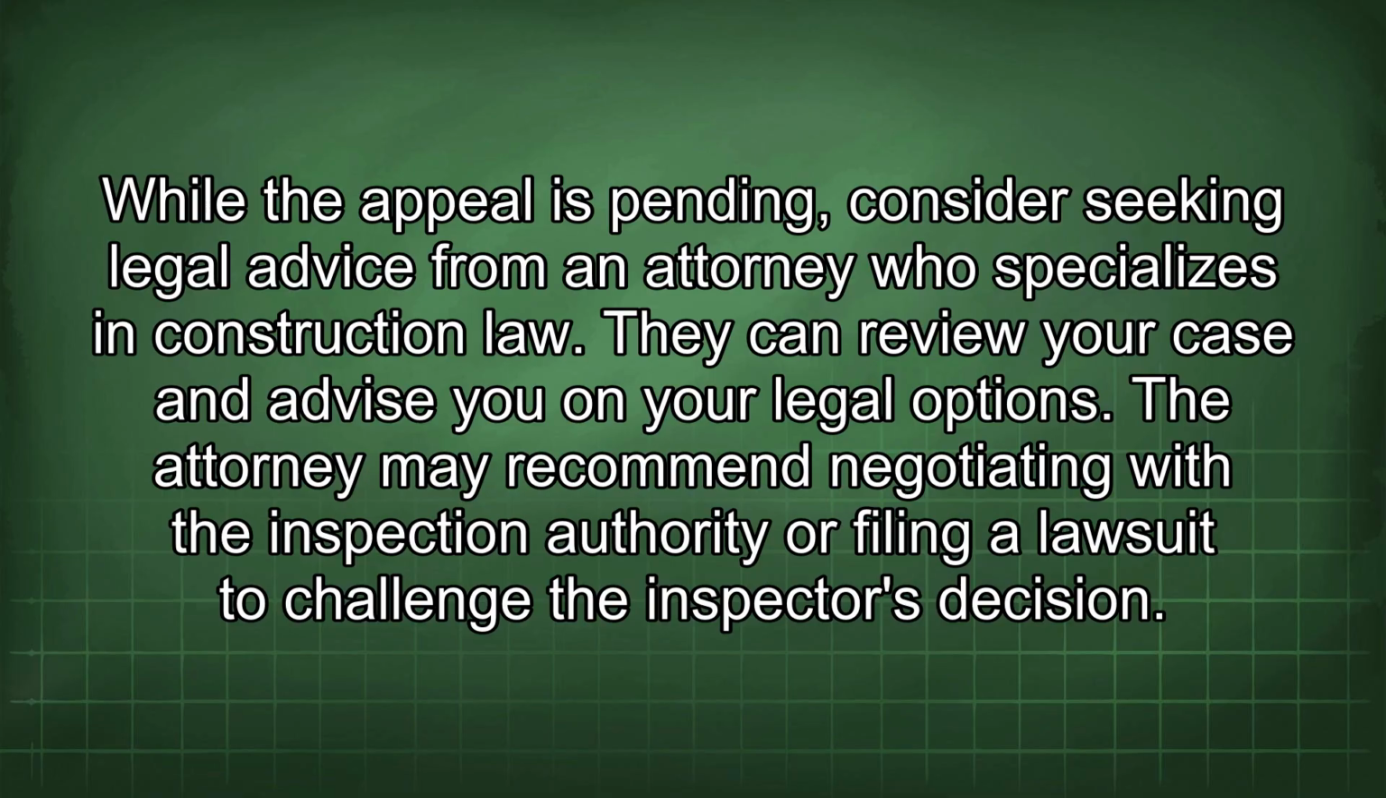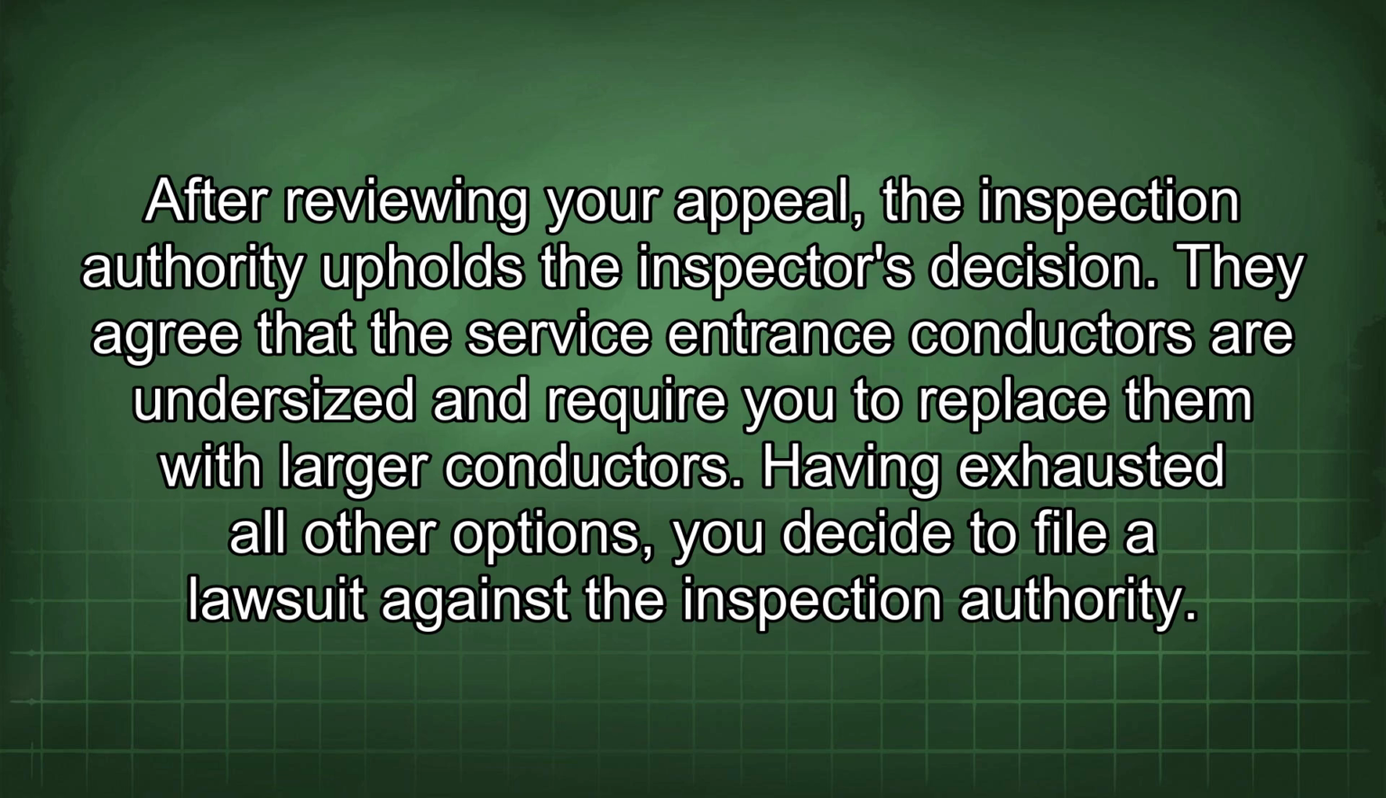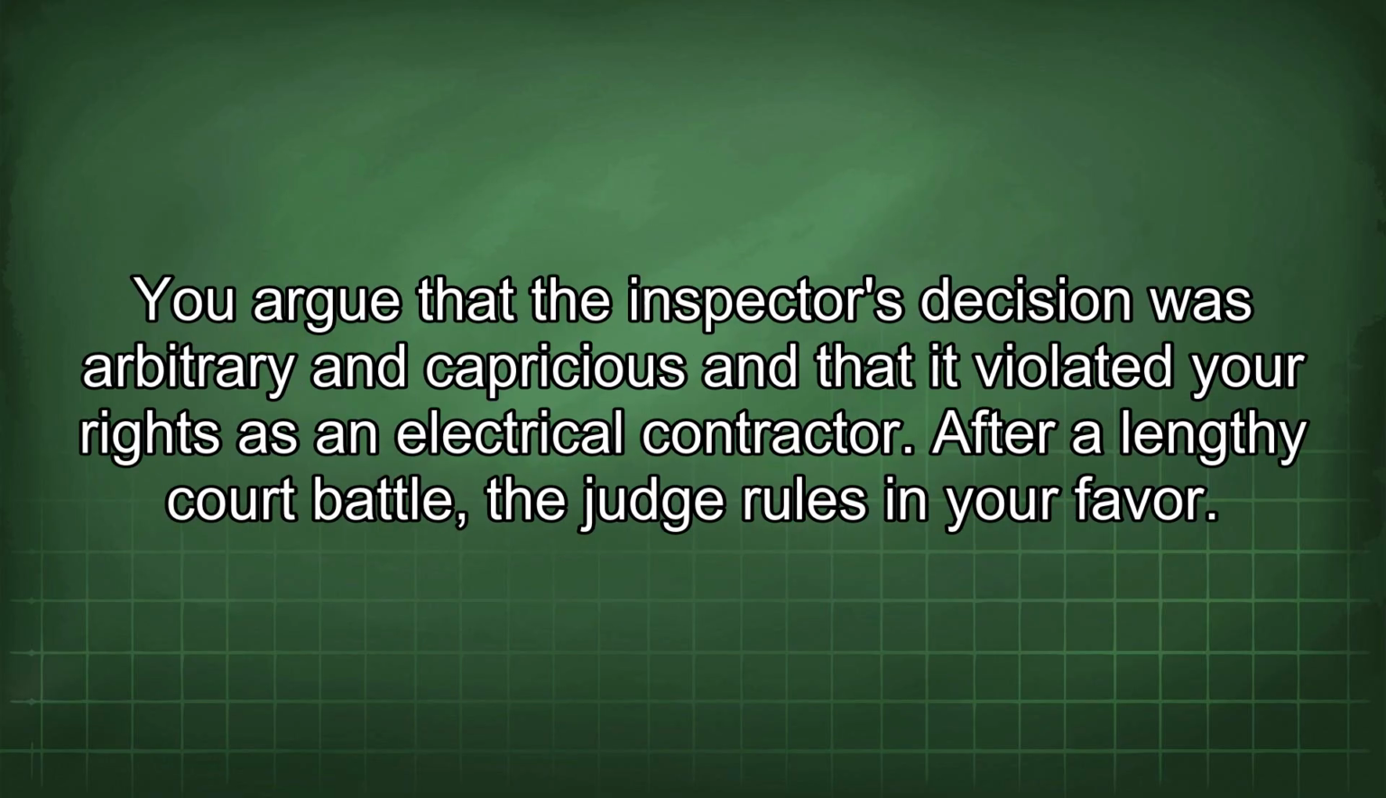They can review your case and advise you on your legal options. The attorney may recommend negotiating with the inspection authority or filing a lawsuit to challenge the inspector's decision. After reviewing your appeal, the inspection authority upholds the inspector's decision. They agree that the service entrance conductors are undersized and require you to replace them with larger conductors. Having exhausted all other options, you decide to file a lawsuit against the inspection authority. You argue that the inspector's decision was arbitrary and capricious and that it violated your rights as an electrical contractor.